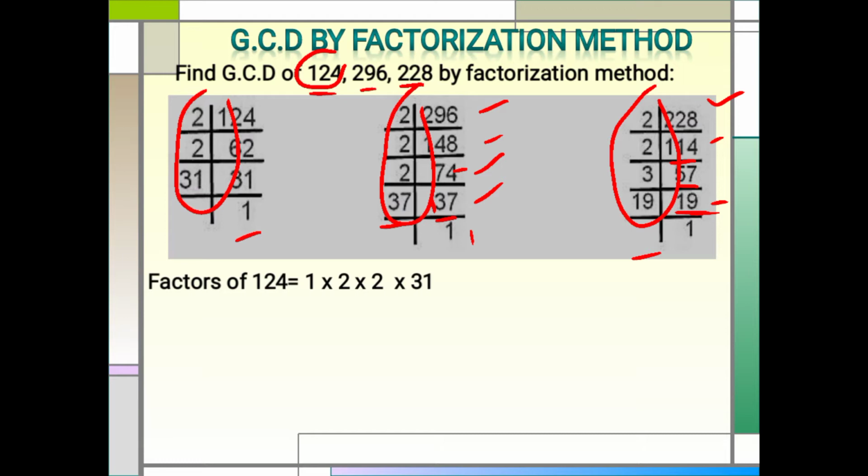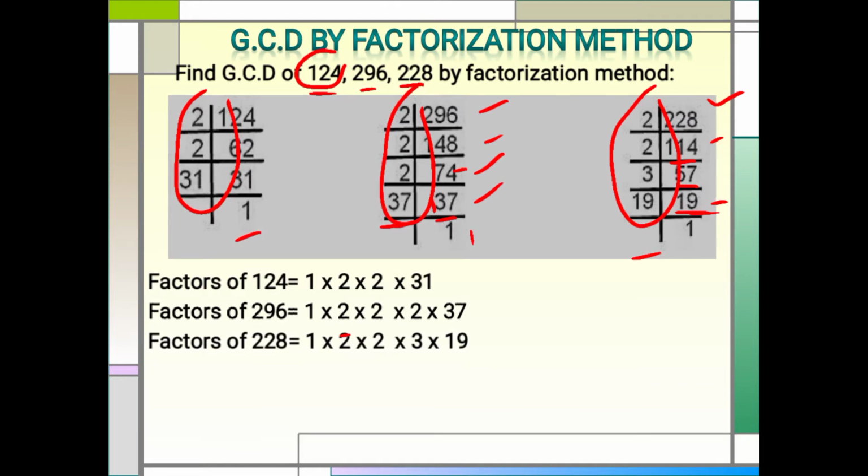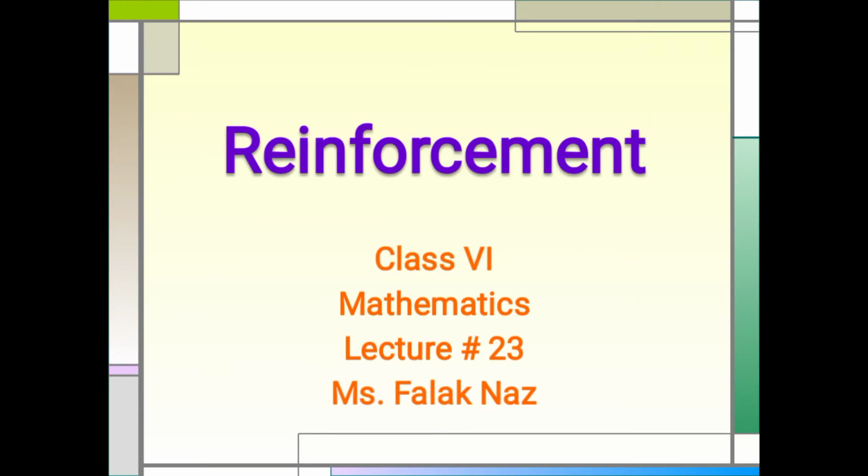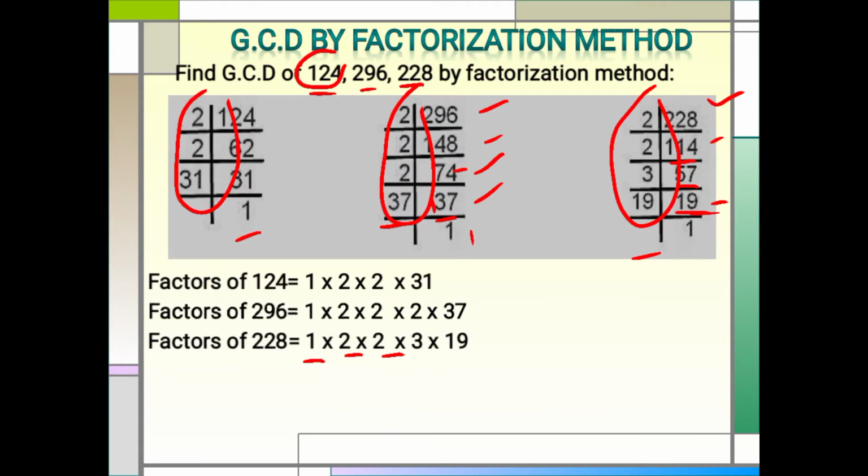So next, prime factors of 296 are 1 multiply by 2 multiply by 2 multiply by 2 multiply by 37, and the last number you have 228, and the prime factor of 228 is 1 multiply by 2 multiply by 2 multiply by 3 and multiply by 19. Now these are the prime factors of your given number.